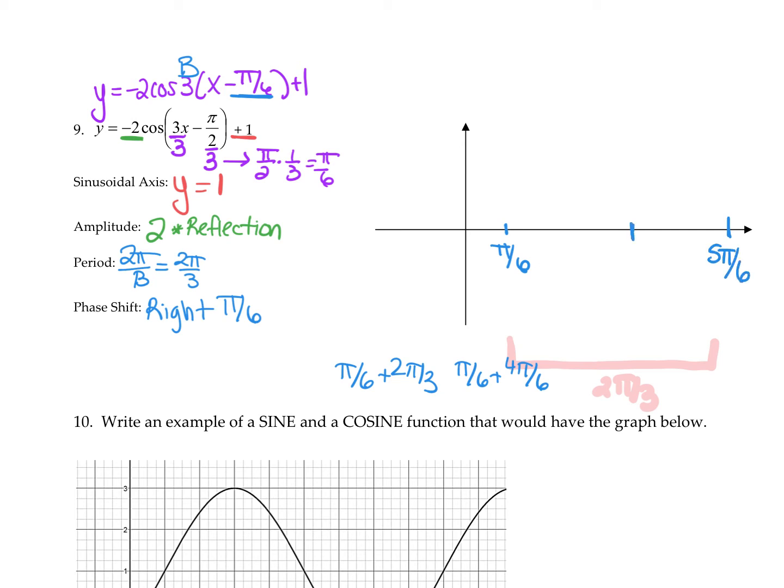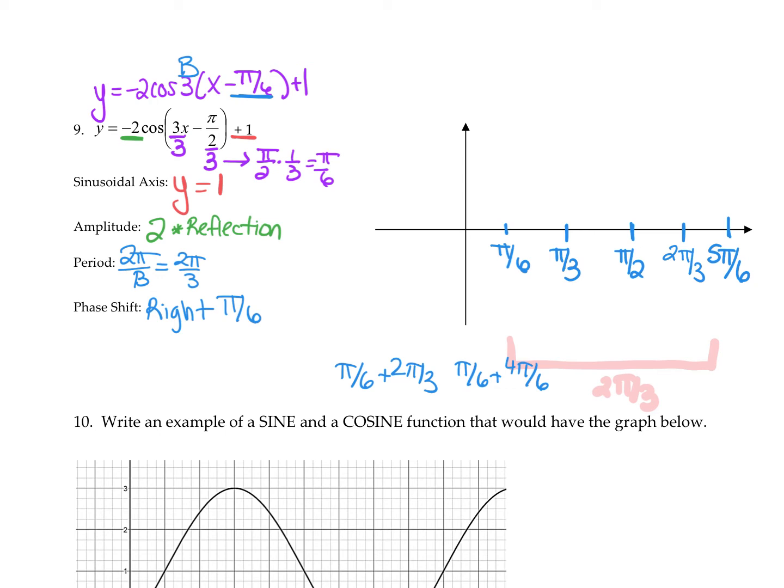So halfway between that would be, well, 1 pi over 6, 2 pi over 6, 3 pi over 6, 4 pi over 6, 5 pi over 6. Okay, so those will be my middle values, but they can all be reduced. So 2 pi over 6 will reduce to pi over 3. 3 pi over 6 will reduce to pi over 2. And 4 pi over 6 will reduce to 2 pi over 3.